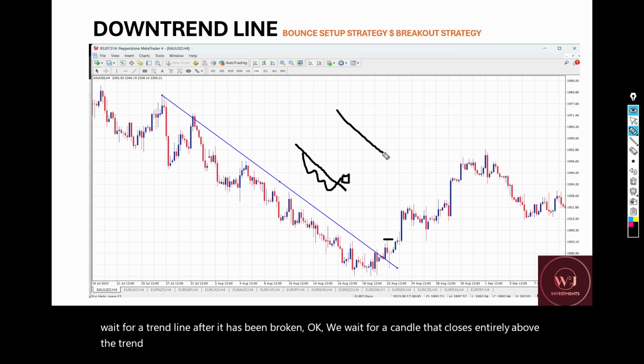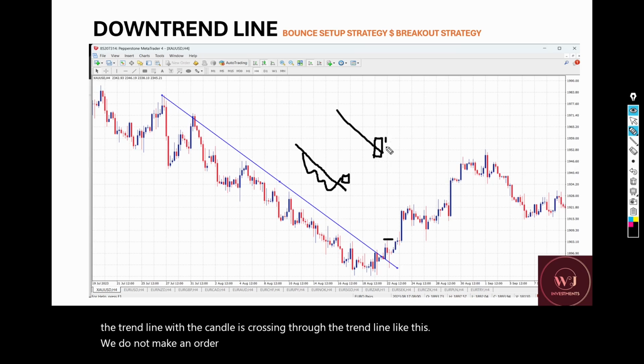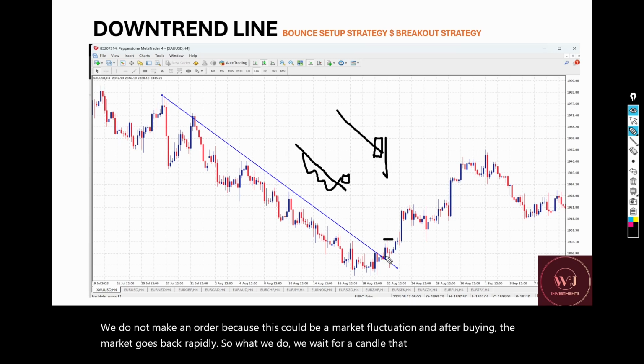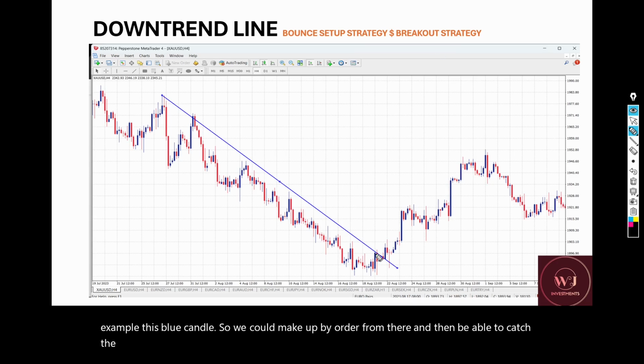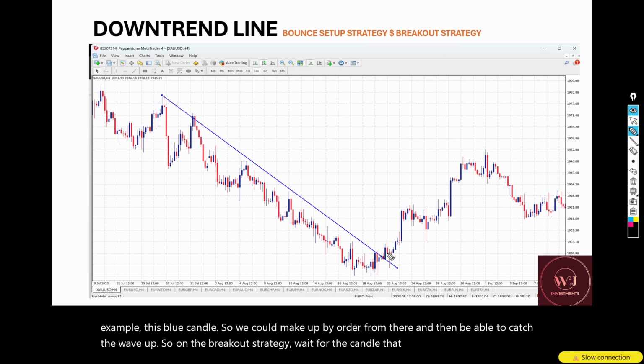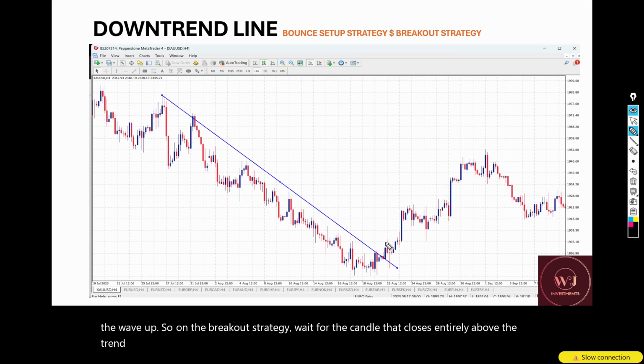If the candle is crossing through the trend line like this, we do not make an order because this could be a market fluctuation, and after buying, the market goes back rapidly. So what we do, we wait for a candle that closes entirely above, for example, this blue candle, so we could make our buy order from there and catch the wave up. So on the breakout strategy, wait for the candle that closes entirely above the trend line, and then at that point, we could make a buy entry.